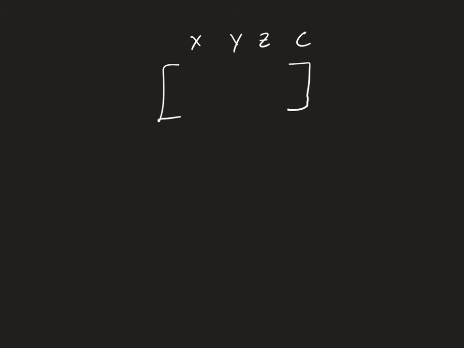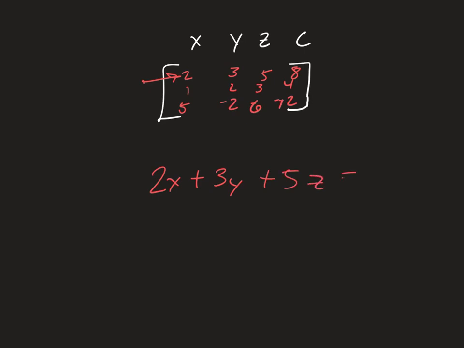So on this particular one, we're going to have my values here. So if I have 2, 3, 5, 5, and 5 and 8, 1, 2, 3, 4, and then just 5, -2, 6, and 12, -12. Remember, that's how we stack those. So this line right here would be 2x plus 3y plus 5z equals 8. You'd have to put those together and pull those apart.